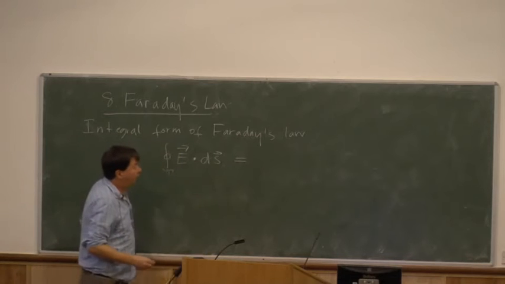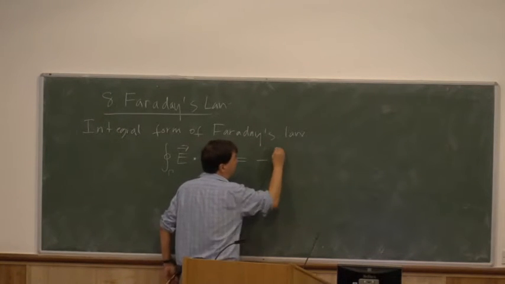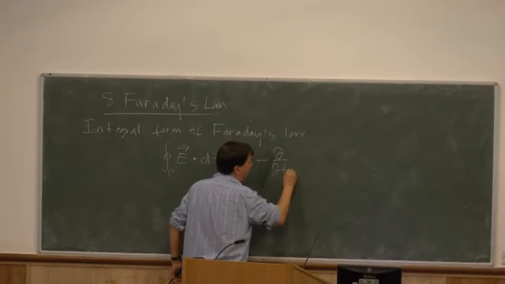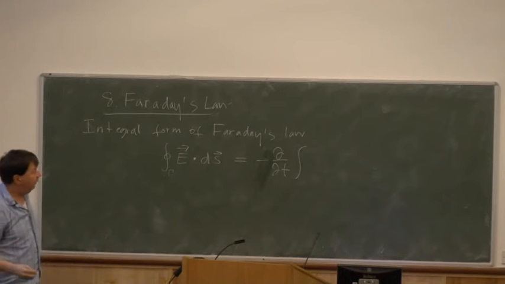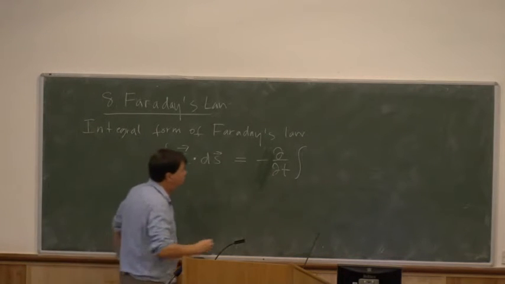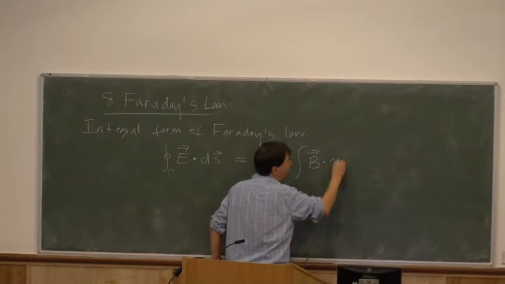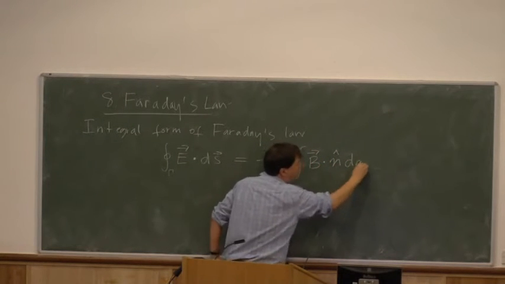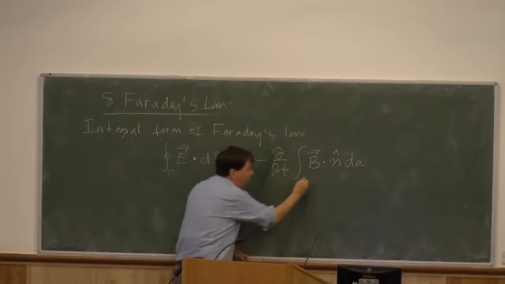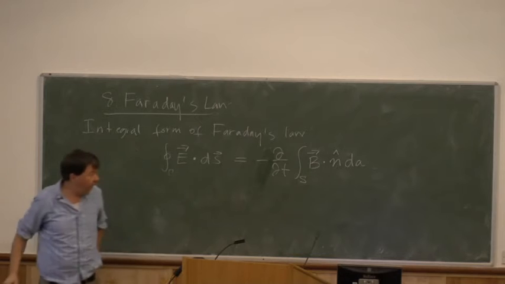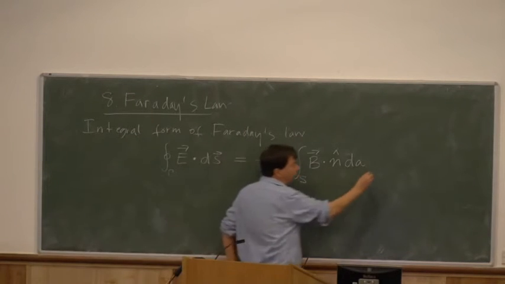round any closed path, gamma, is equal to, well, first of all, I'll take the negative rate of change outside. As I mentioned last time, we can take the time derivative inside or outside the integral over space. It's the integral of the negative rate of change of the normal component of the magnetic field over any surface S bounded by the loop gamma. So let's make this 8-1 so we can refer to it today.